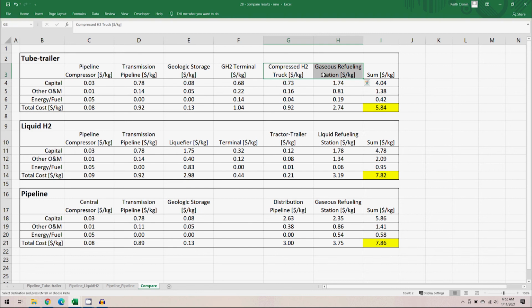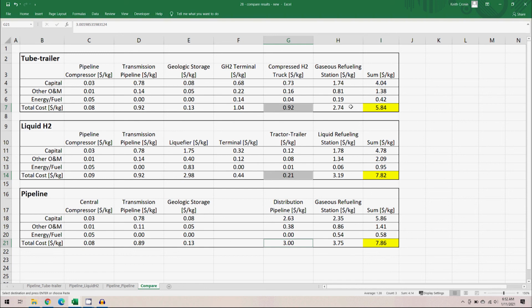The last two processes in each scenario involve the costs to distribute the fuel and the costs of the refueling station. In the tube trailer and liquid truck scenarios, the distribution cost is under $1 per kilogram of hydrogen. In the pipeline scenario, the cost is $3 per kilogram, and the majority of that cost is in the capital required for the pipeline distribution network.